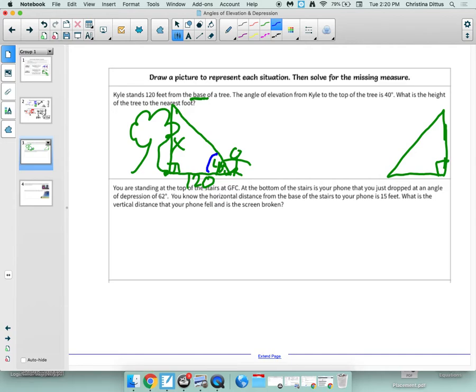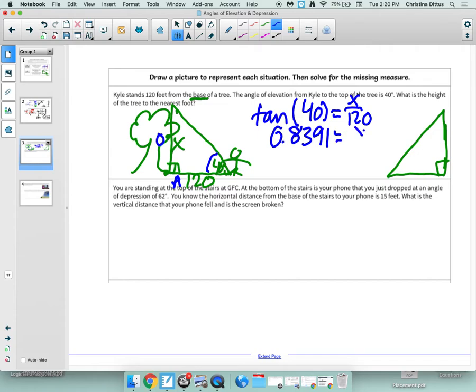So x is my opposite, 120 is my adjacent, so I'm looking at tan of what? 40. Tan of 40 equals what over what? x over 120. Good. Tan of 40 is what? 0.8391.